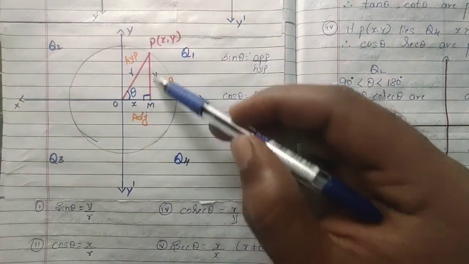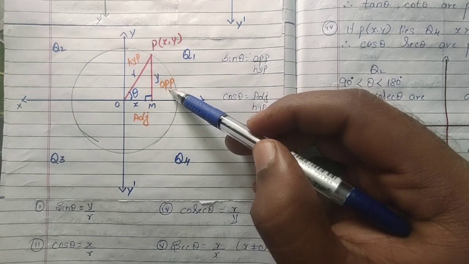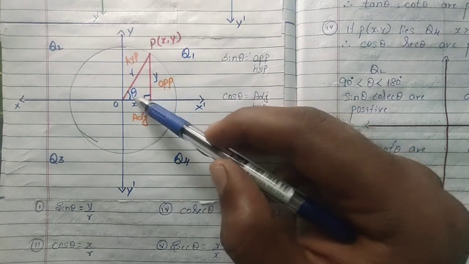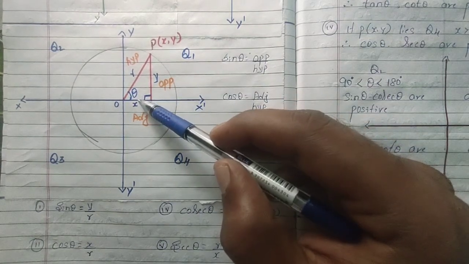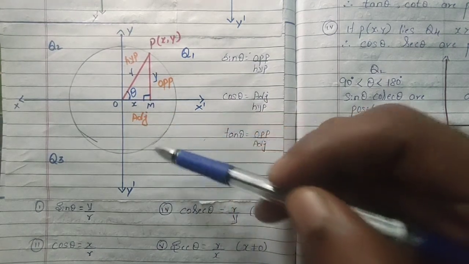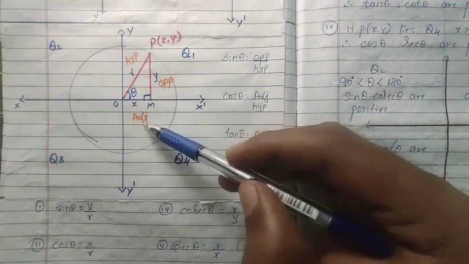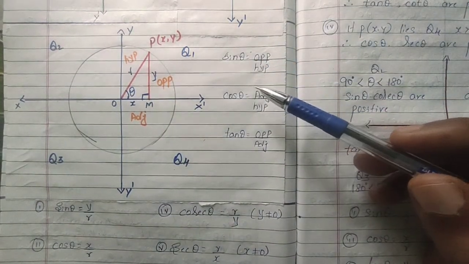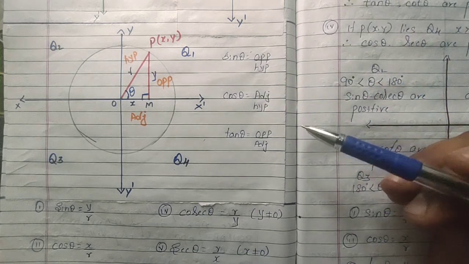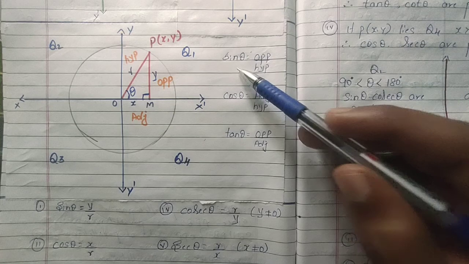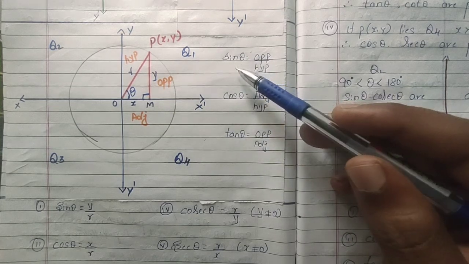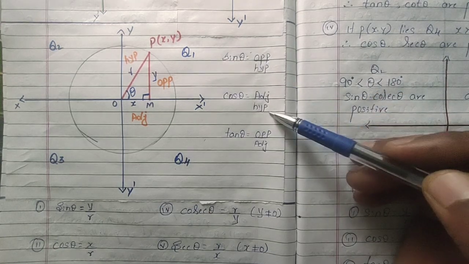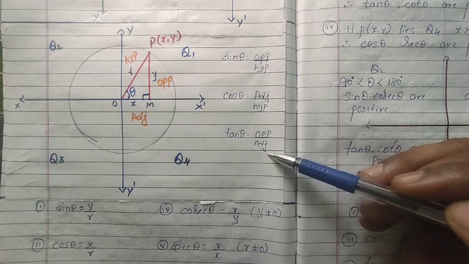Theta opposite side is called opposite, and 90 degree opposite side is called hypotenuse, where 90 degree and theta included side OM is nothing but adjacent. With the help of opposite, adjacent and hypotenuse, let us recollect all the 6 trigonometric ratios. What is this? Sin theta, cos theta, tan theta. So sin theta means opposite by hypotenuse, cos theta is adjacent by hypotenuse, tan theta is opposite by adjacent.